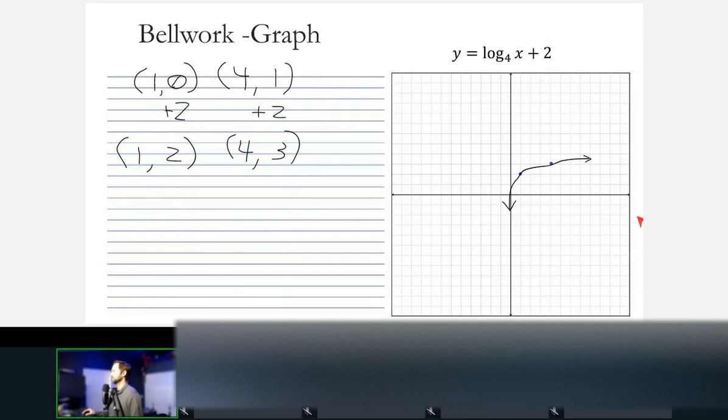Good enough, right? Good enough. Good enough for being on the computer.